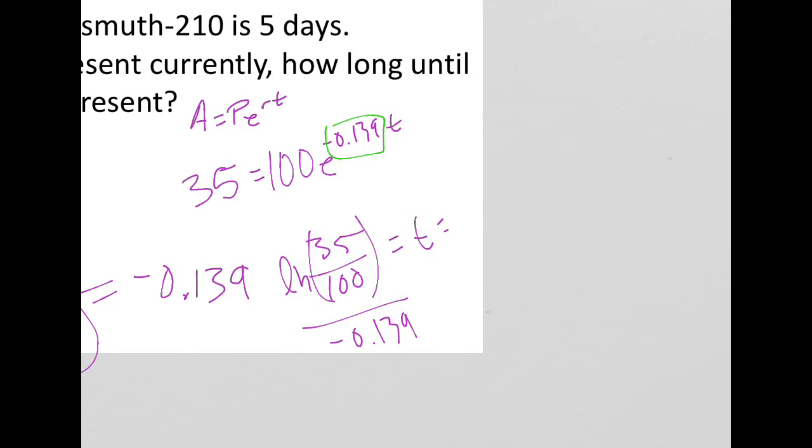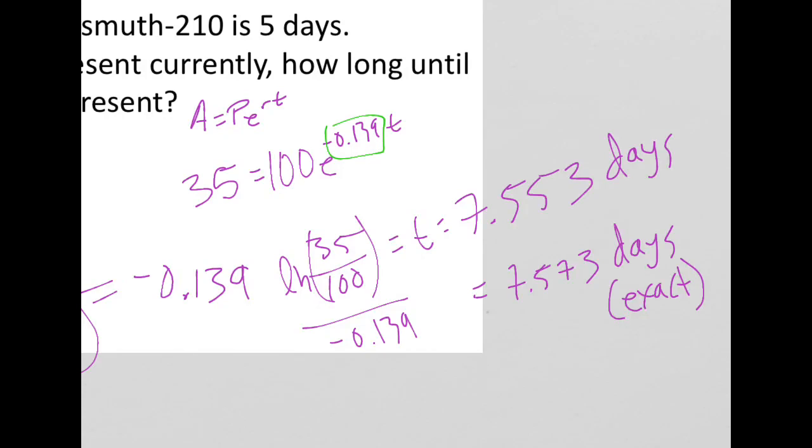I'm doing everything legal that we've learned so far. I'm just not writing those steps down. So check it and make sure you get there too. Crunch those numbers and let's see what we get. And so you're going to get 7.553 days if you round your answer, and 7.573 days if you store the variable and get it exact.